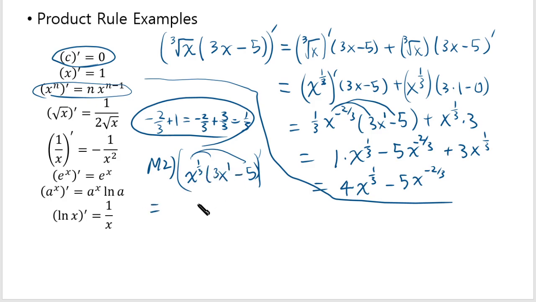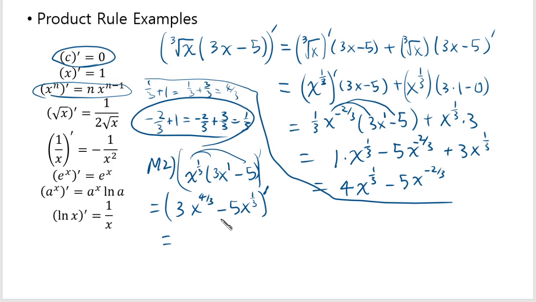1/3 plus 1 is what? That's 4/3, right? 1/3 plus 1 is 1/3 plus 3/3, which is 4/3. So that's 4/3, and then 3 is in the front. And then when you multiply this to any number, that's just this. But wait, we still haven't differentiated this yet, so we have to differentiate.